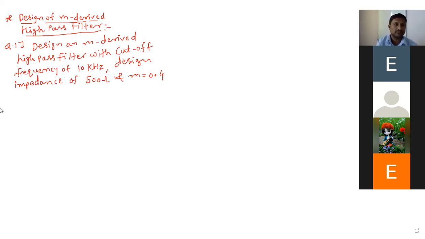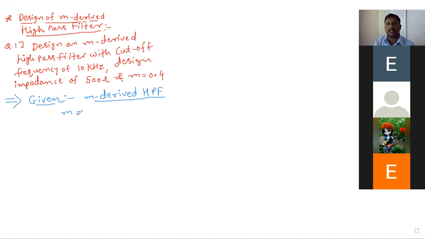So how to start now? First of all, write down the given things and which filter you are going to design. That name you can write down. So M derived HPF we are going to design. After that M value is already given, means there is no use of using what? M expression, whether it is needed or not to use.